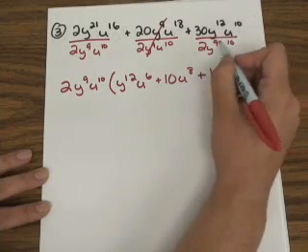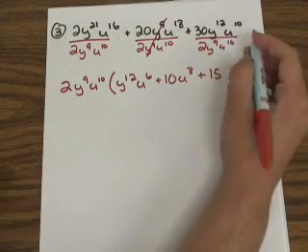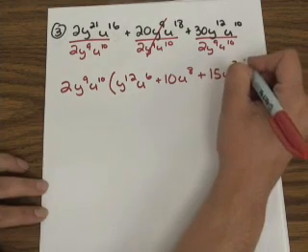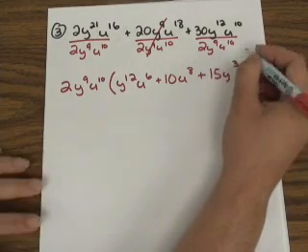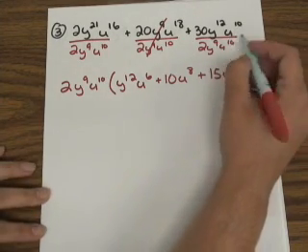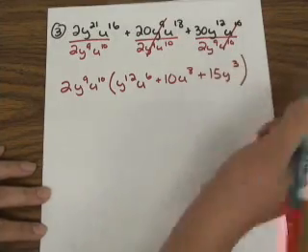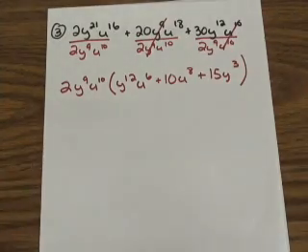Y to the 12th divided by y to the 9th, which gives me y to the 3rd power. And u to the 10th divided by u to the 10th is going to cancel and give me 1. So here, this is going to be my final answer.